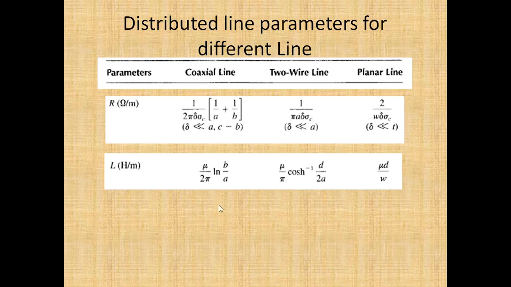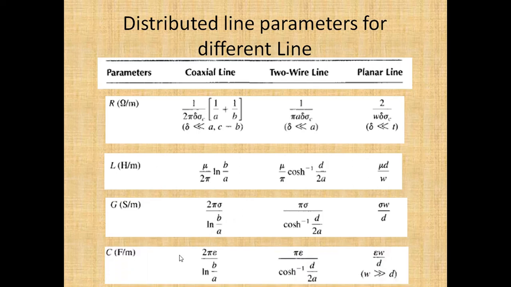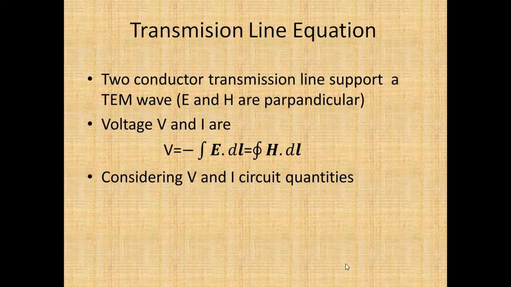So these are the parameters for the two wire transmission line. G is calculated in siemens per meter. Again it is in terms of b upon a, the radius of the inner conductor and the radius of the outer conductor. And C is calculated in terms of mu epsilon, D the distance, and a the diameter of the wire. In this way the parameters are calculated.